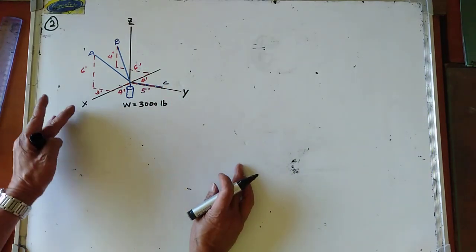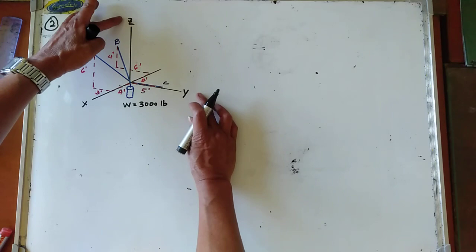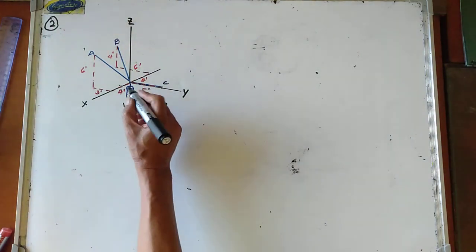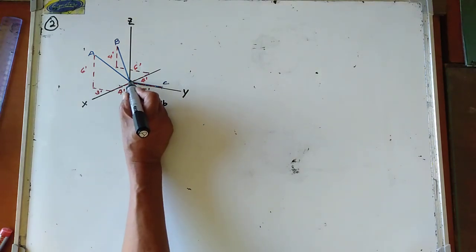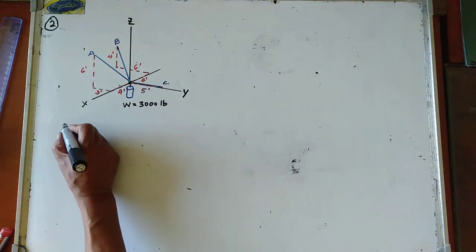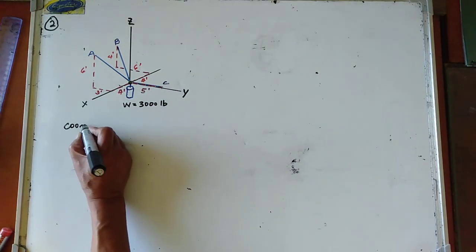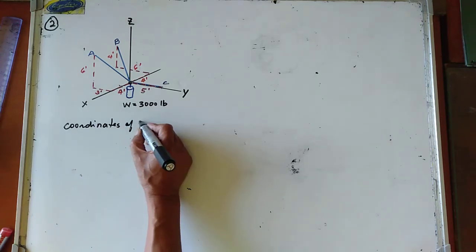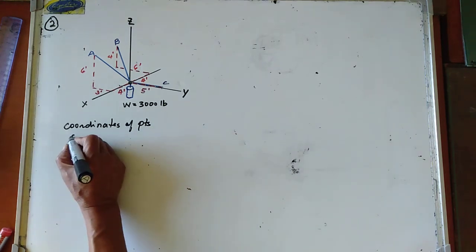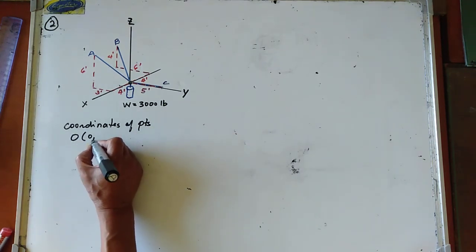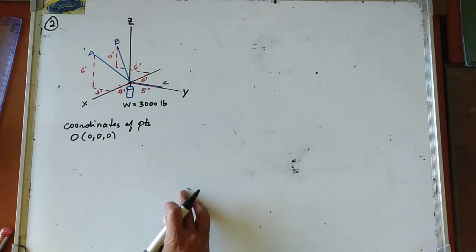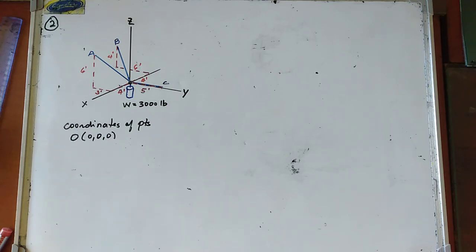So this is the x-axis, the y-axis, and that one is the z-axis. Let us consider this part in here as point O, which is the origin of the three cables. Now, let's determine the coordinates of the points. Point O is 0, 0, 0. That is the origin of the coordinate system.